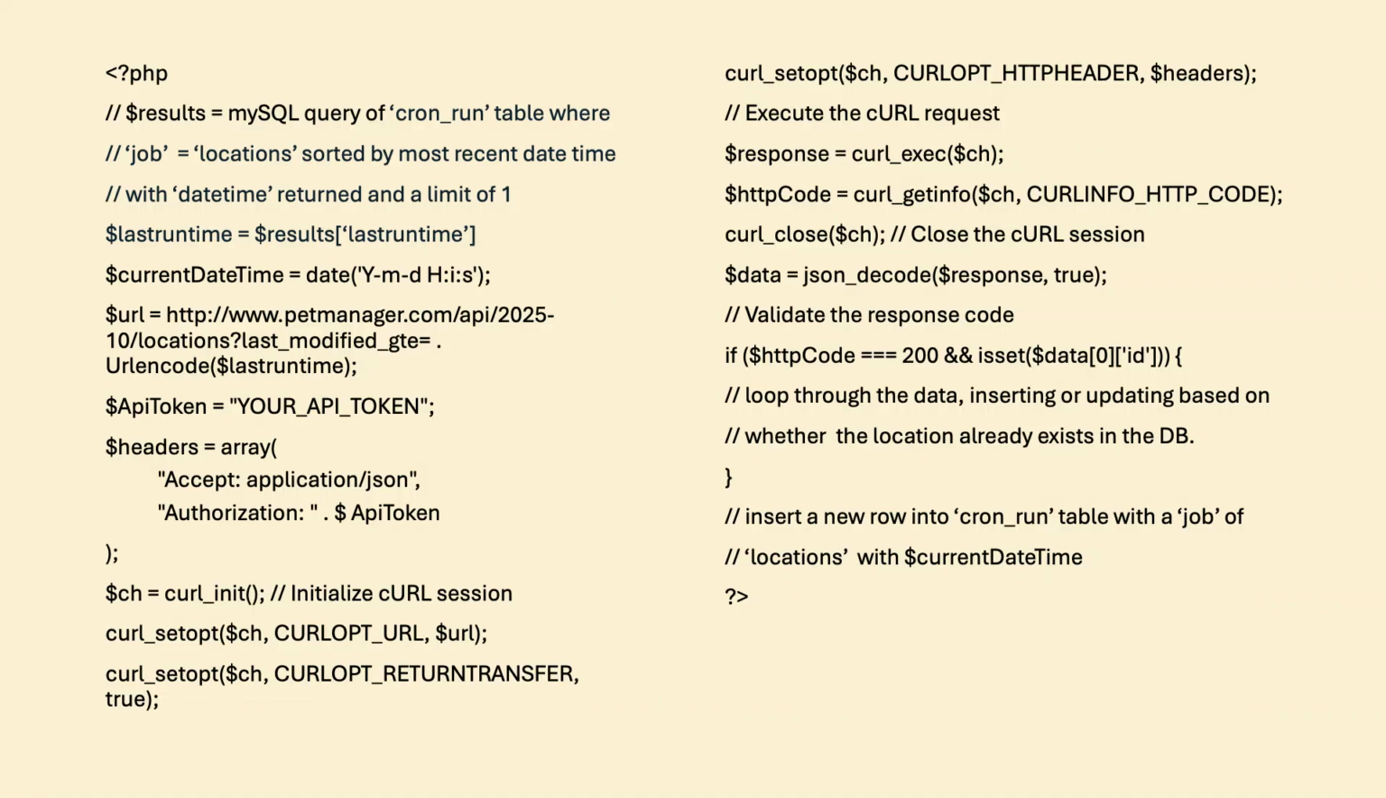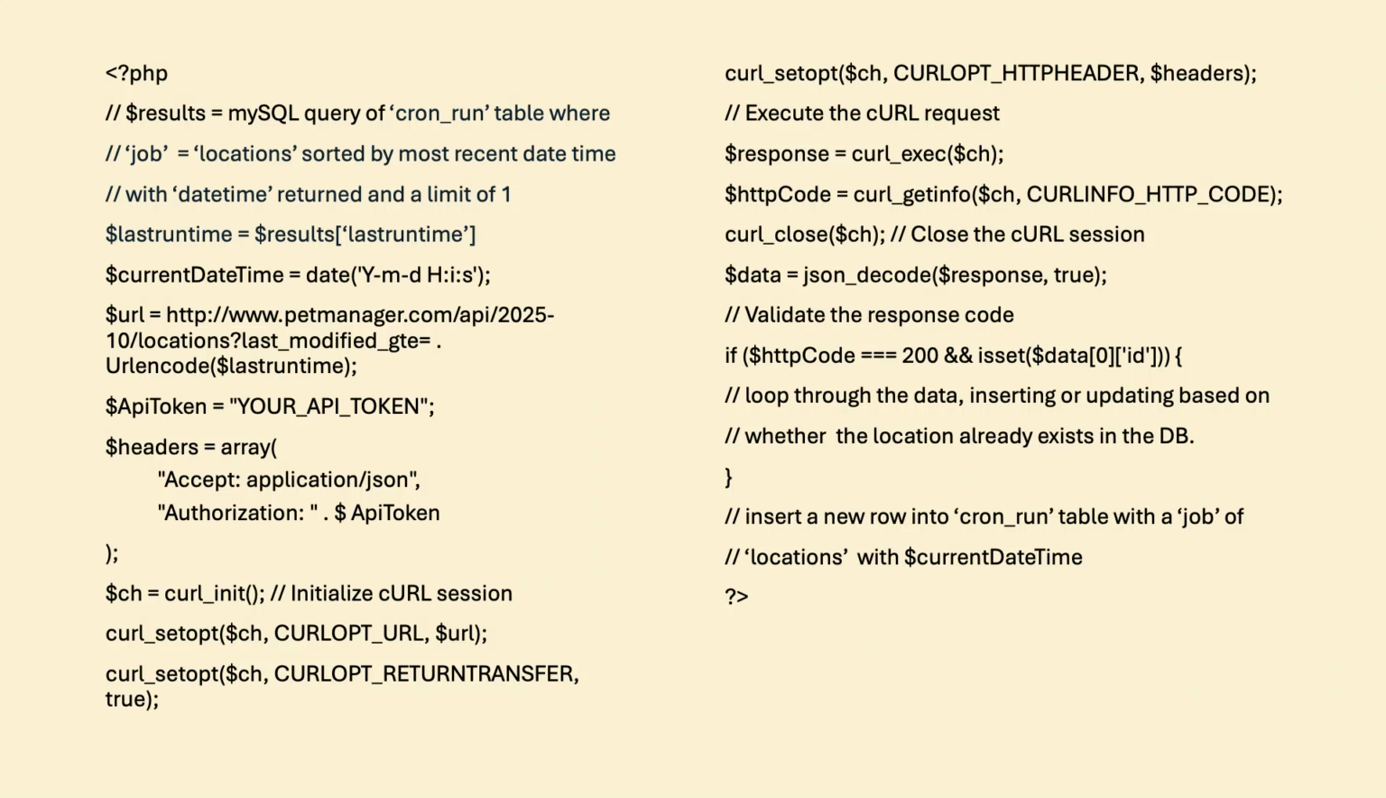So now that I have my URL, I've got my API token, I set up the headers, I'm using accept because I want to get a JSON response. I open up my curl connection, and then I set the URL, and then I set the return transfer as true because I want a response back as a string, and then I set my headers in the curl set options, and then I execute the request.